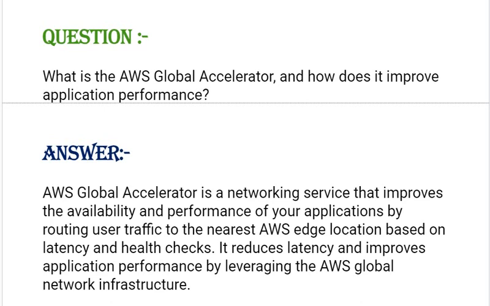Our next interview question is: what is the AWS Global Accelerator and how does it improve application performance? Your answer should be: AWS Global Accelerator is a networking service that improves the availability and performance of your applications by routing user traffic to the nearest AWS edge location based on latency and health checks. It reduces latency and improves application performance by leveraging the AWS Global Network infrastructure.